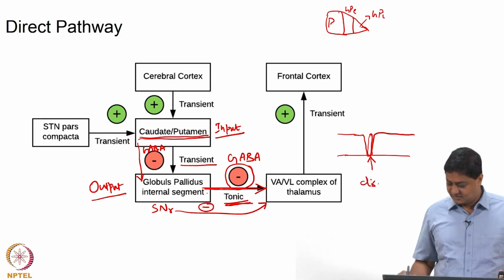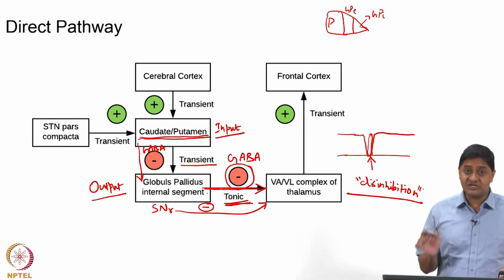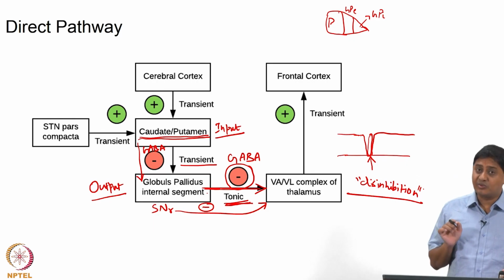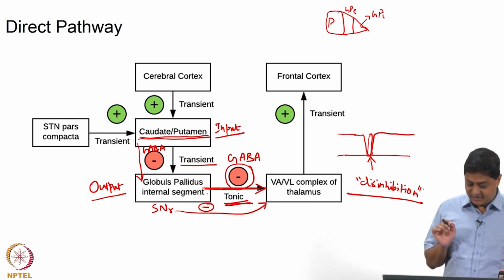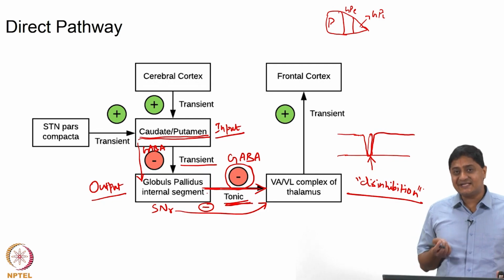Essentially this is the most important function of the basal ganglia, that is disinhibition. Inhibition is provided by the globus pallidus internal segments, and that inhibition by itself is inhibited by the direct input coming from the caudate and putamen, or from the striatum. Now, that essentially disinhibits transiently. Why?